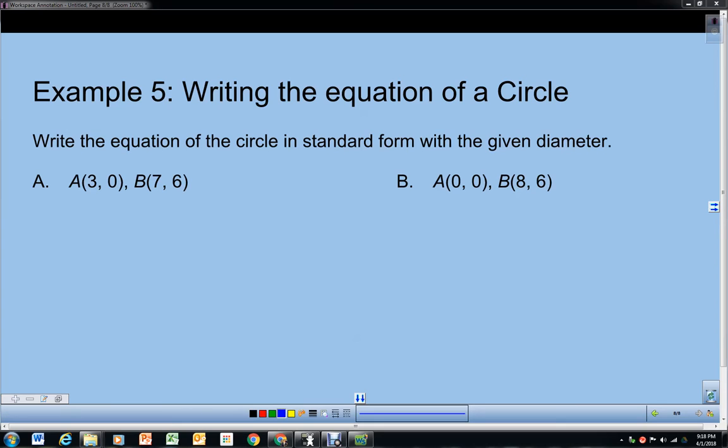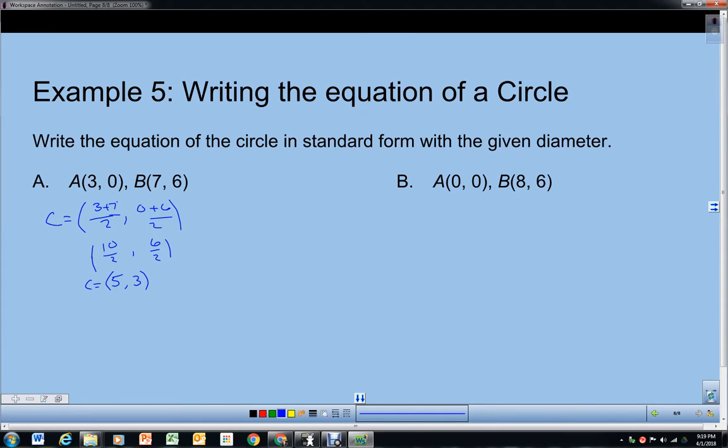Now to find the center, we need to find the middle of this line segment, which means we're going to use the midpoint formula. The midpoint formula, which is going to be the center, is equal to the sum of our x's, 3 plus 7, divided by 2. That's for our x's, and our y's will be 0 plus 6 divided by 2. 3 plus 7 is 10, 10 over 2, and this gives us 6 over 2, which gives us our center being located at 5 and 3. So we have the center now.